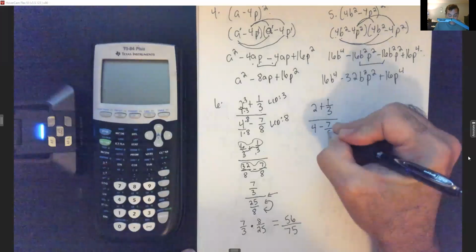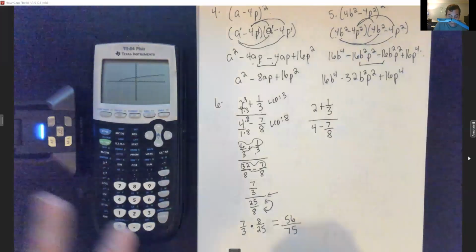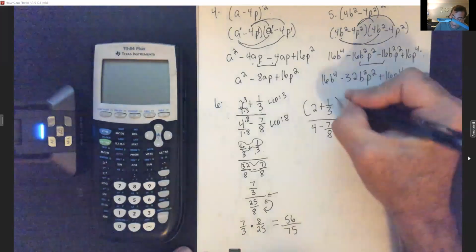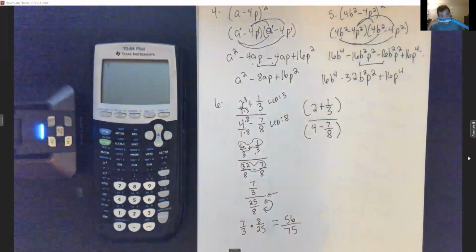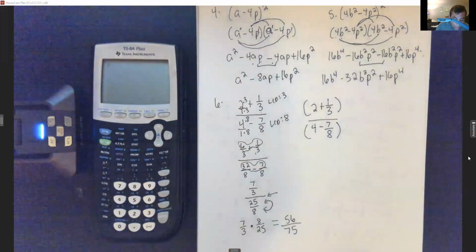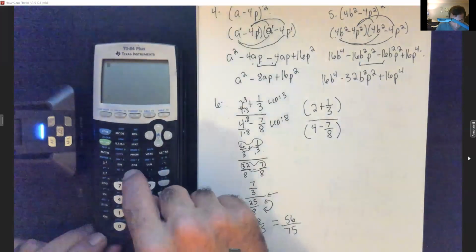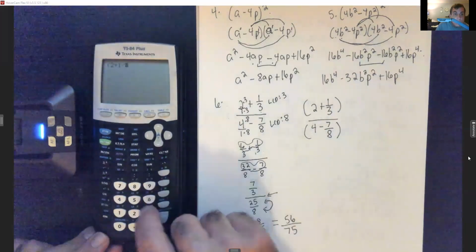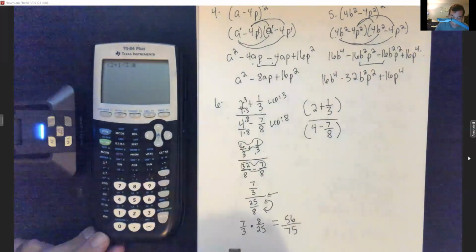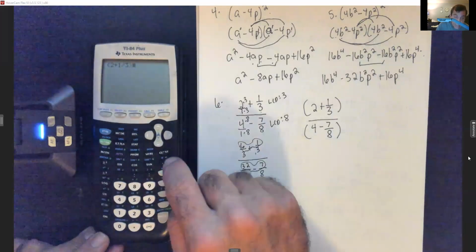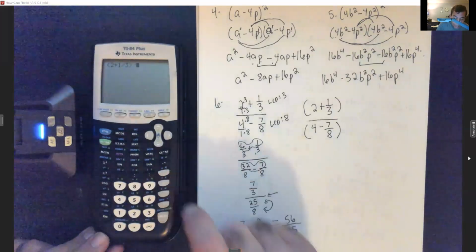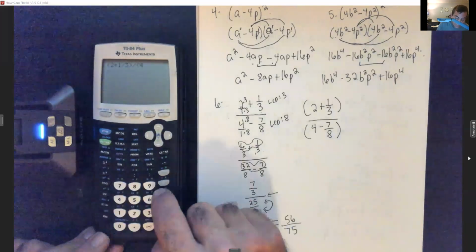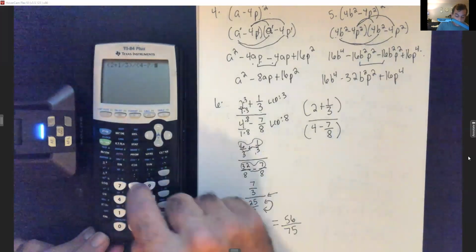Now, I'm going to show you that if you had 2 plus 1/3 on top and then 4 minus 7/8 on the bottom, I'm going to do this on the calculator. So the trick on this is to put the top and bottom in fractions. So watch this. I'm going to do a parenthesis, 2 plus 1 divided by 3, close parentheses. That's going to be divided by the bottom, put that in parentheses, 4 minus 7 divided by 8.